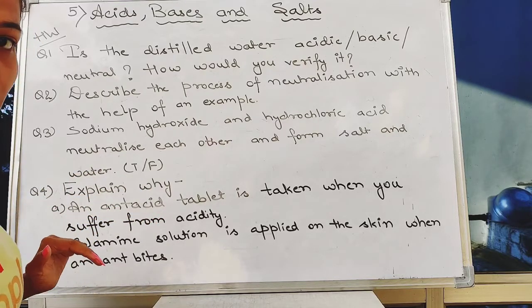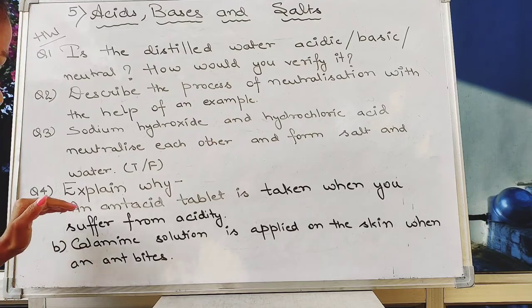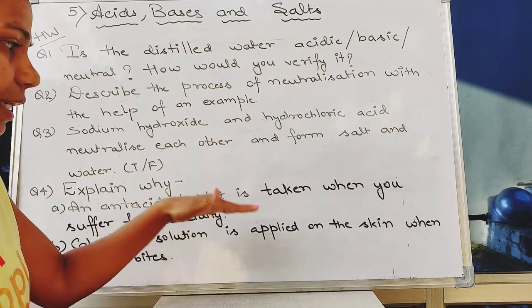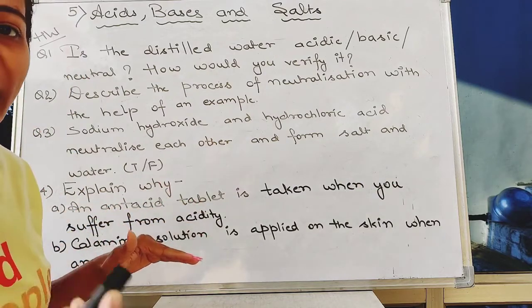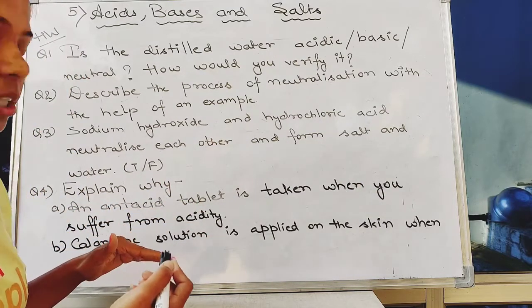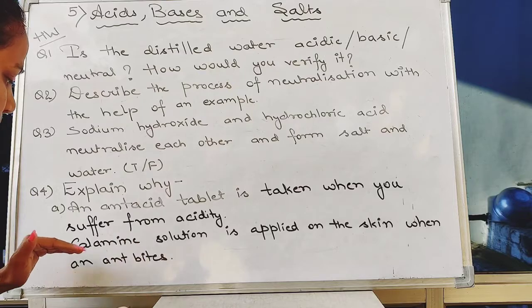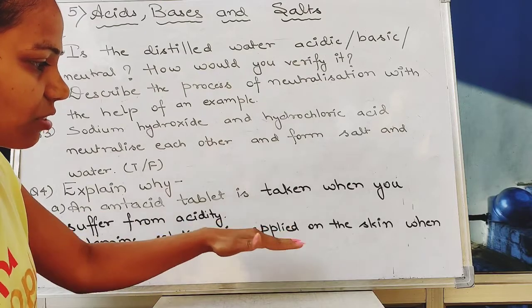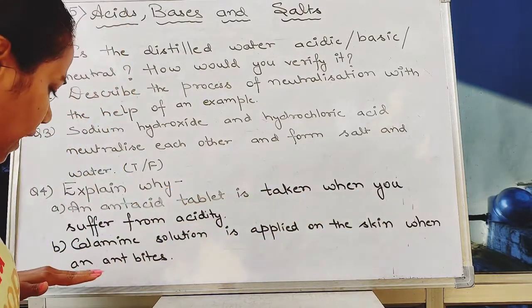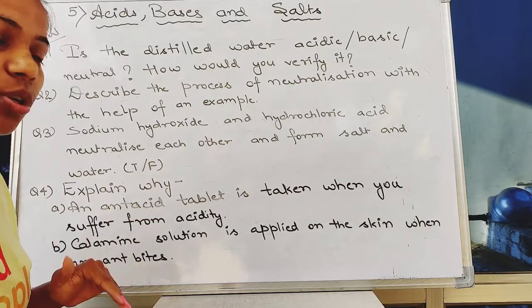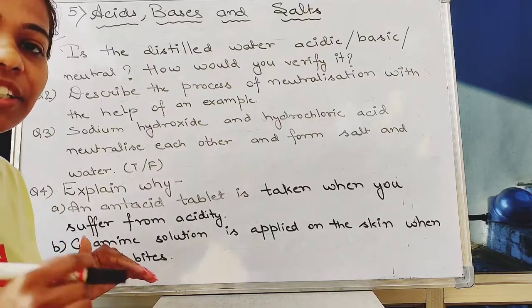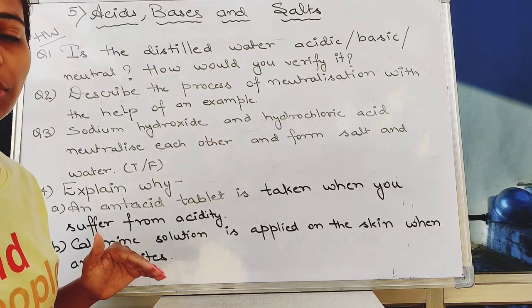There are 3 portions in the question, children. The very first one, an antacid tablet is taken when you suffer from acidity. Why do we take antacids? That you need to write here. Question B, calamine solution is applied on the skin when an ant bites. Why do we apply calamine solution when an ant bites the skin? That you need to write. Fine.